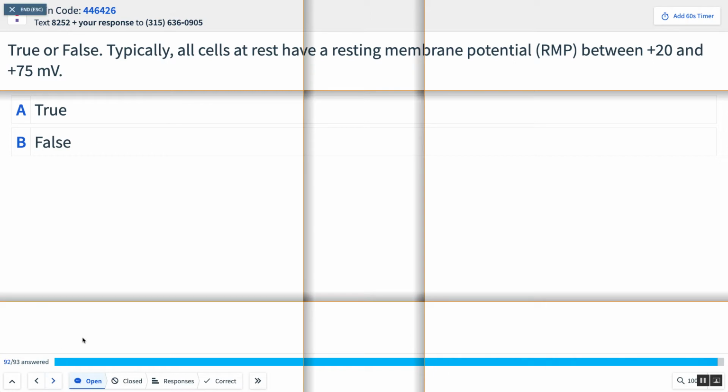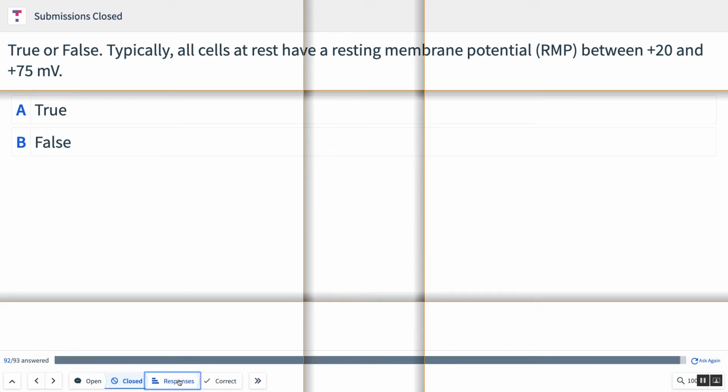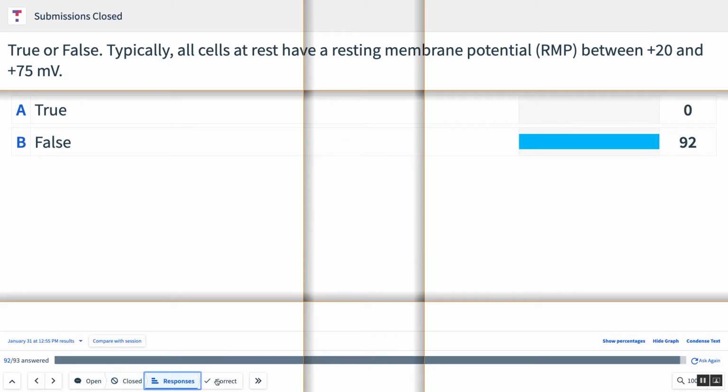All right, so let's go ahead and close this one. And the correct answer is, of course, false. Nice job. So what should it be? Anybody want to raise their hand? What usually is typically the range? Negative 100 to negative 20. That's right, negative 100 millivolts to negative 20. Perfect. Everyone got that right, so I'm not going to review.